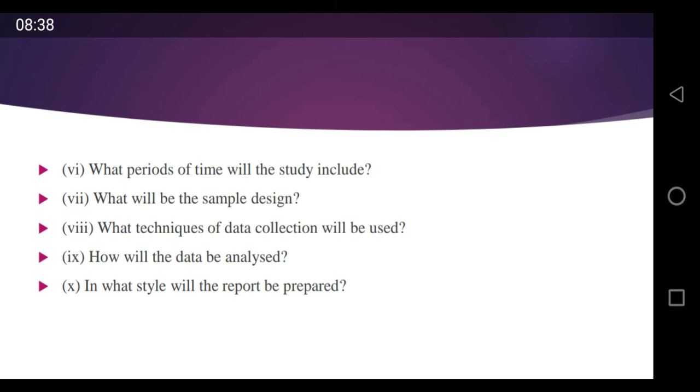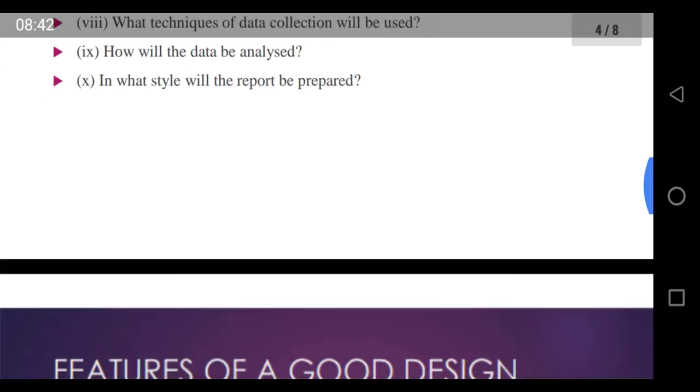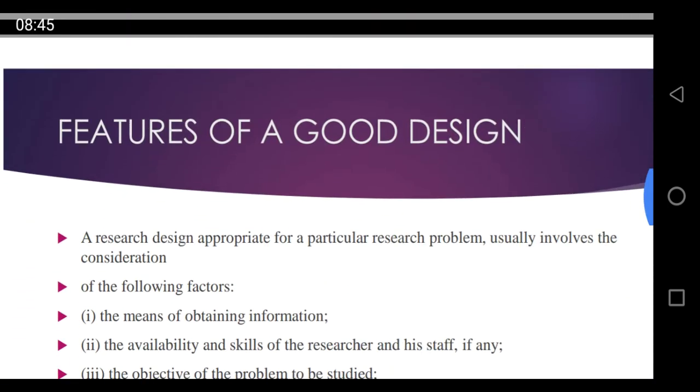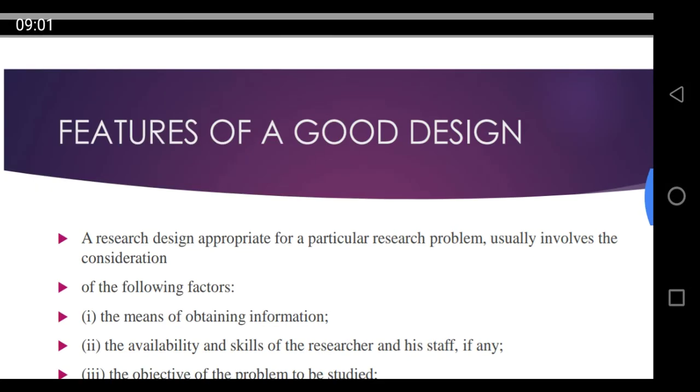That also you plan in the research design. Now, in what style will the report be prepared? Once you have collected this, afterwards we need to prepare some report also. In what way are we going to write the report? Those things also you need to finalize before going for the research design. Now, after that, friends, we are going to discuss the features of a good design. What are the standard features to prepare a good research design?